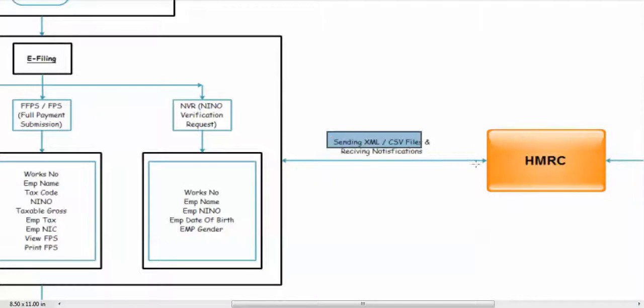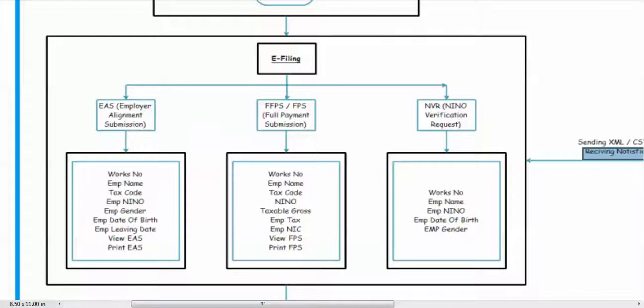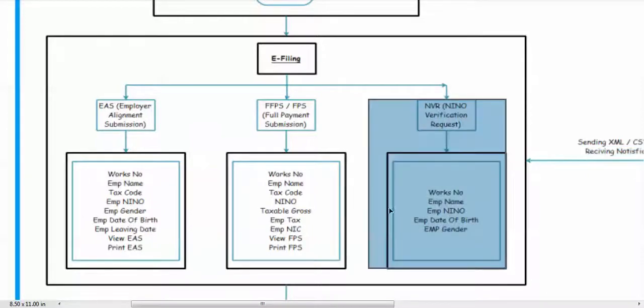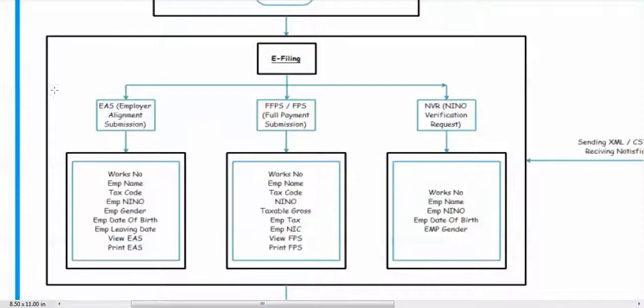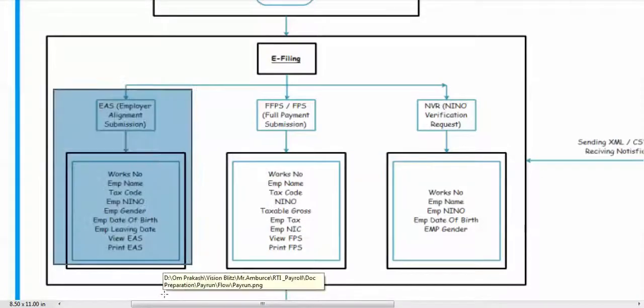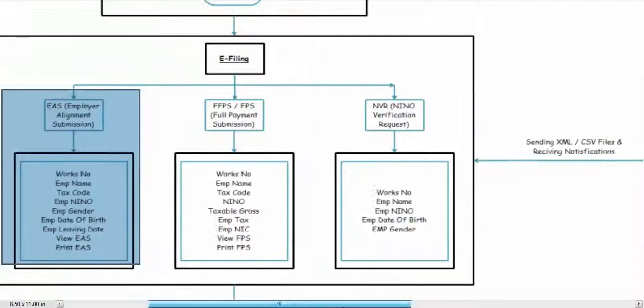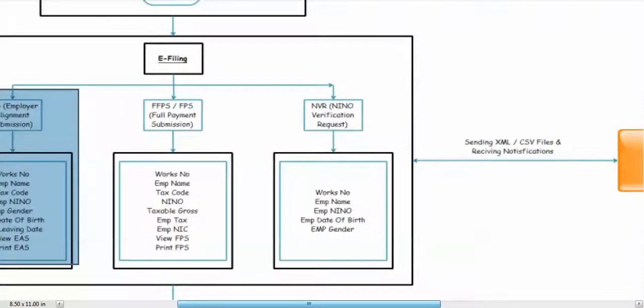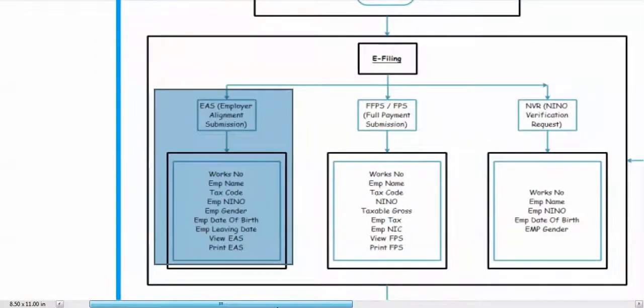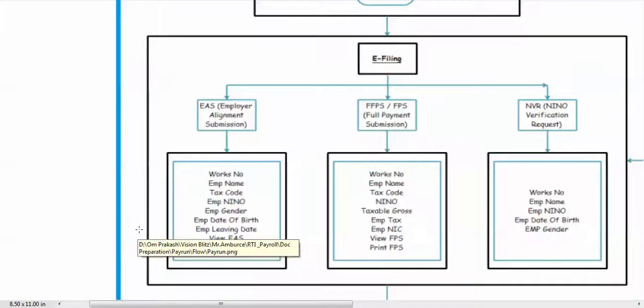Once the file has been uploaded, we will receive notifications from HMRC so that we can know whether the national insurance number for an employee is valid or not. In the same way, the employee alignment submission details need to be shared with the HMRC. The HMRC will send notifications or messages to us whether it is valid or not.